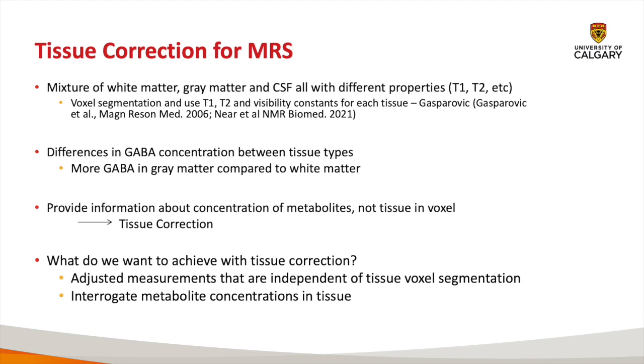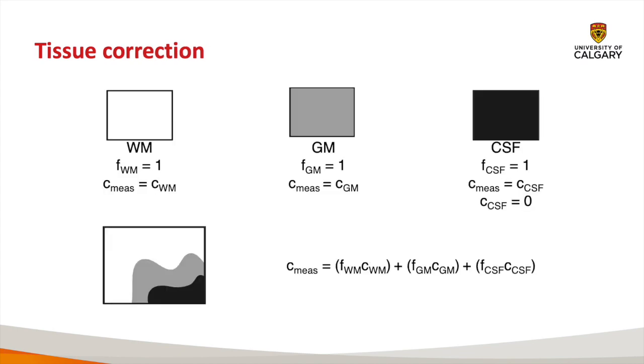So what do we want to achieve with tissue correction? Well, what we really want is to adjust our measurements in some way so that they're no longer dependent on our tissue voxel segmentation, but they're independent of it, such that they're comparable. So I'm just going to work through a bit of a thought experiment here. I want you to consider 3 synthetic voxels, and the first one is a voxel that is pure white matter, and that's represented here on the top left.